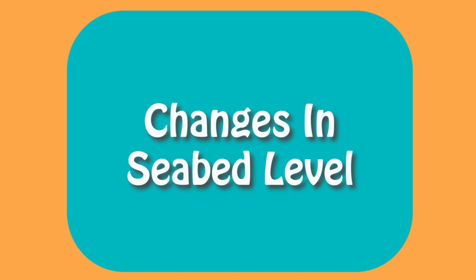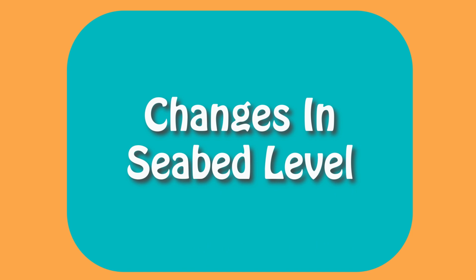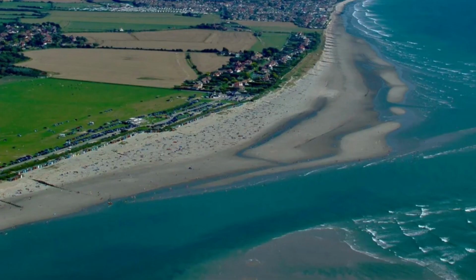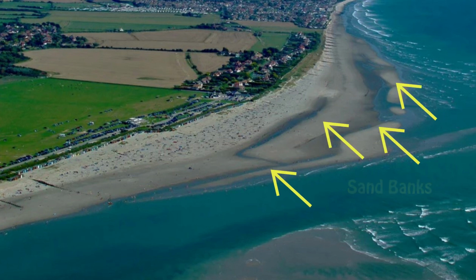So let's start with the first types of feature: changes in seabed level. Take a look at this image of a beach. We can see that there are actually a number of different features that can be spotted here. The first are sandbanks. Sandbanks are long stretches of raised sand where the water shallows.